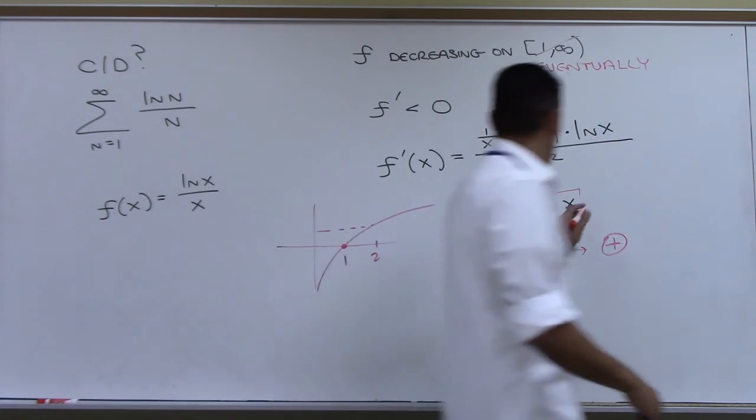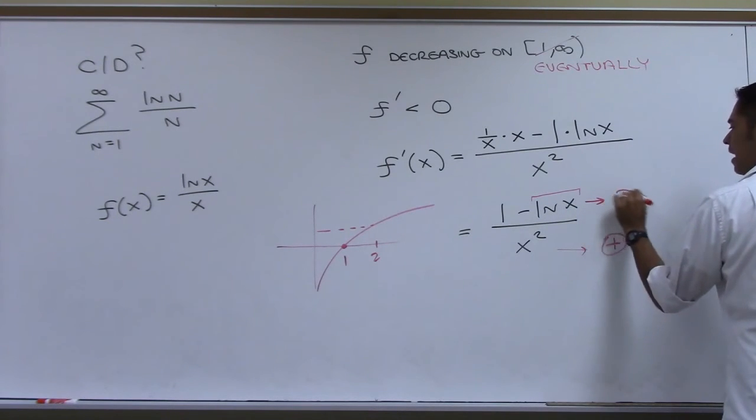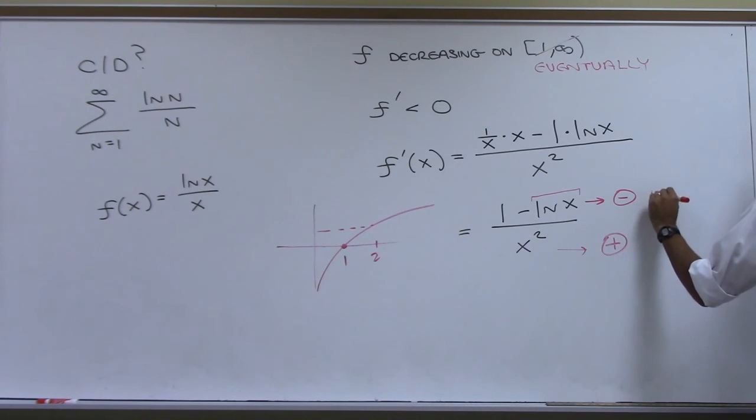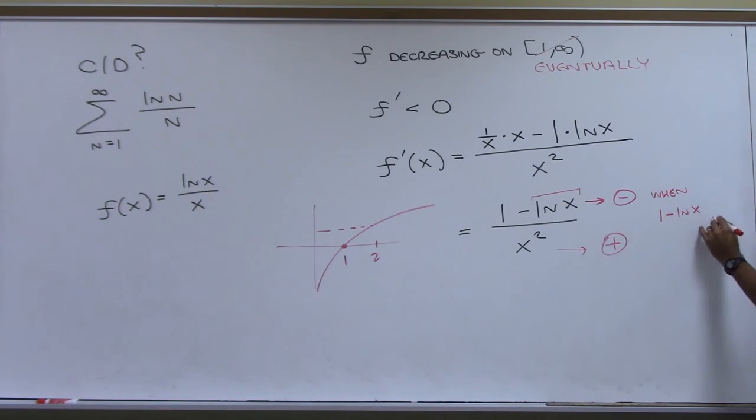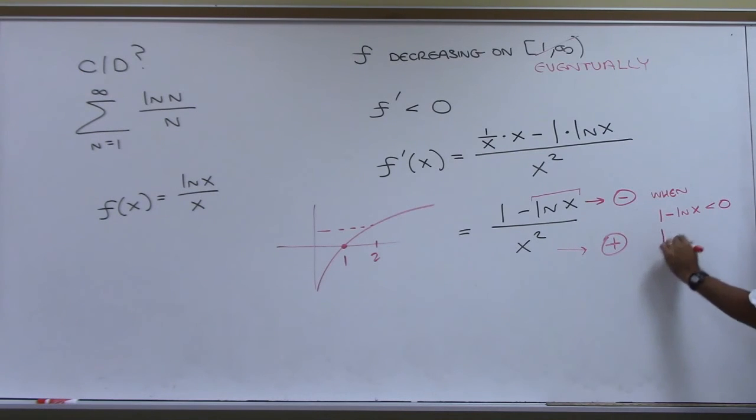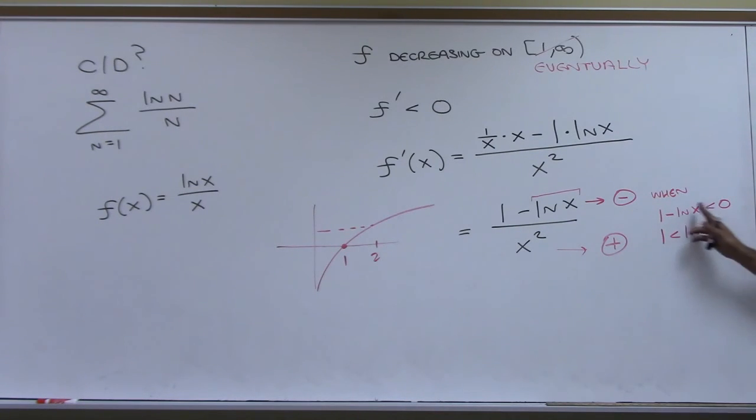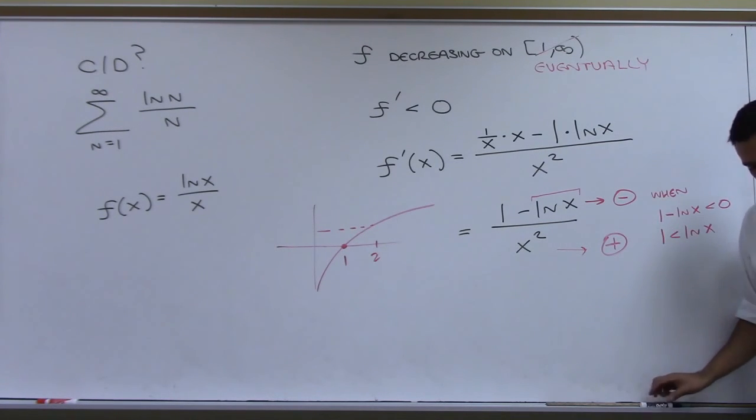Yes? So I'm going to say that this is negative when 1 minus natural log of x is negative. Which means when the natural log of x, I just moved this over, as soon as the natural log of x gets bigger than 1, this is true. So eventually.